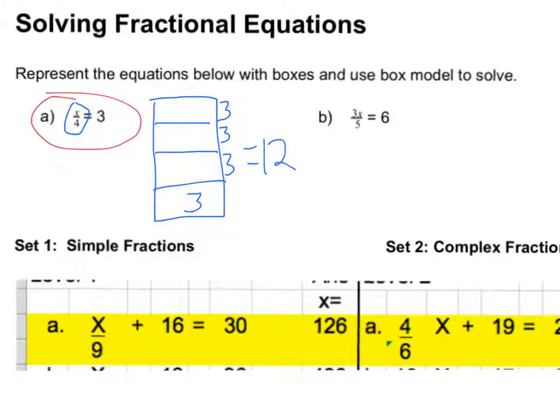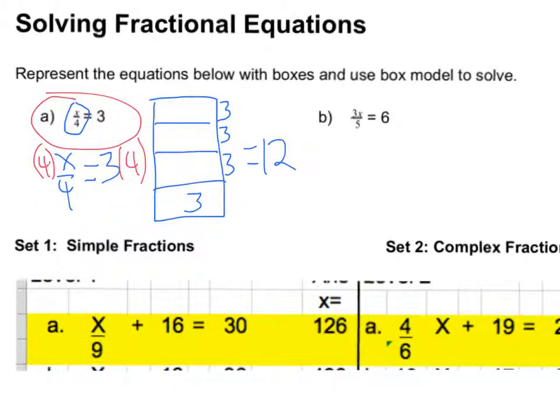What does that look like with algebra? Well, x over 4 equals 3. What's being done to x? X is being divided by 4. What's the opposite of dividing by 4? The inverse operation is to multiply by 4. But what you do on one side, you have to do on the other.